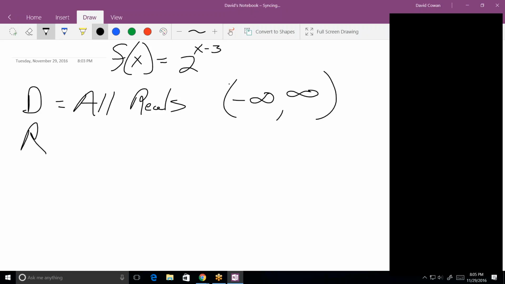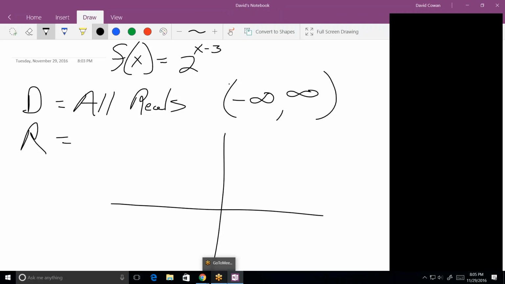What about the range? Range is always harder than the domain to figure out. Now, it can be helpful sometimes to graph it. What would y equals 2 to the x look like as a graph? Yeah, like that. They all look like that, regardless of what the base is. From this graph, I can tell the domain is negative infinity to positive infinity, right?